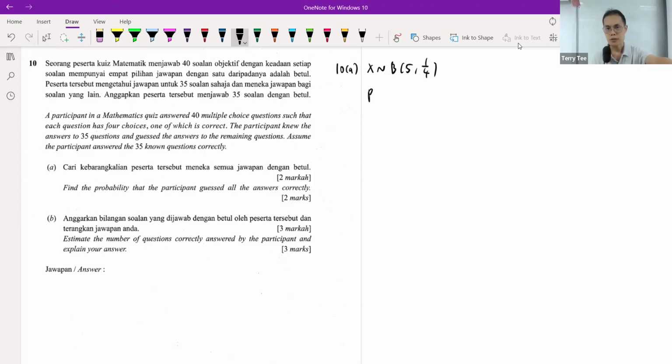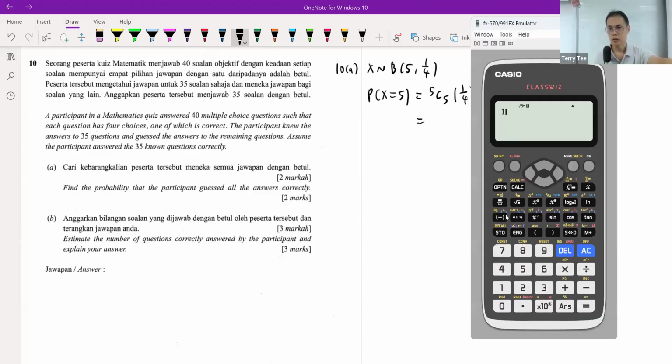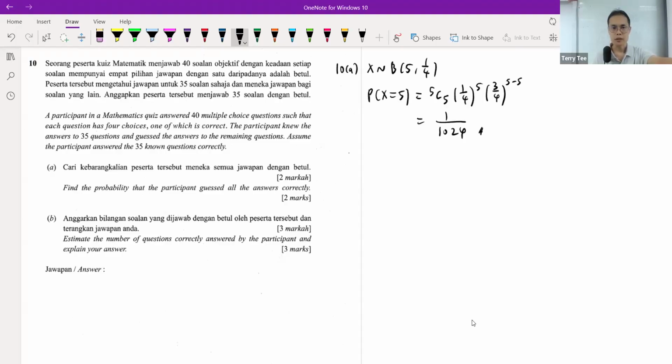So if you guess all the questions correctly, your probability is x equals 5. We write nCr, in this case 5C5, p is 1 over 4 power 5, q is 3 over 4 power 5 minus 5. Okay, 5 minus 5 is 0, so it's basically 1 over 4 power 5. Let me just use a calculator. 1 over 4, power 5. By the way, 5C5 is 1. So 1 over 1024. Then estimate the number of questions answered correctly by the participant and explain your answer.